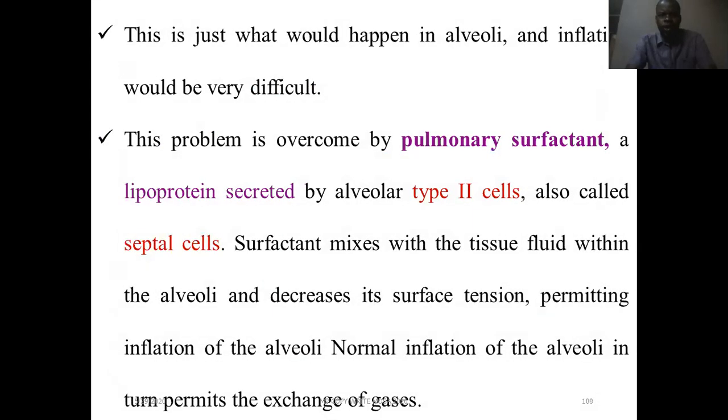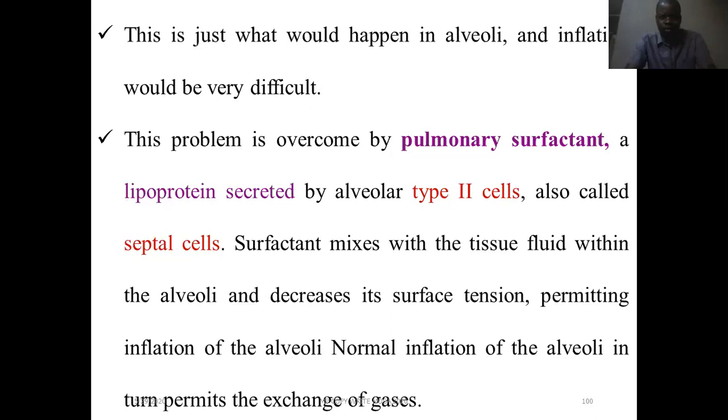This is just what would happen in alveoli, and inhalation would be very difficult. So we're saying if there were no fluid, breathing would be very difficult because the membranes would be sticking together. But because of the fluid found in between them, breathing happens spontaneously because there is lubrication of these surfaces.